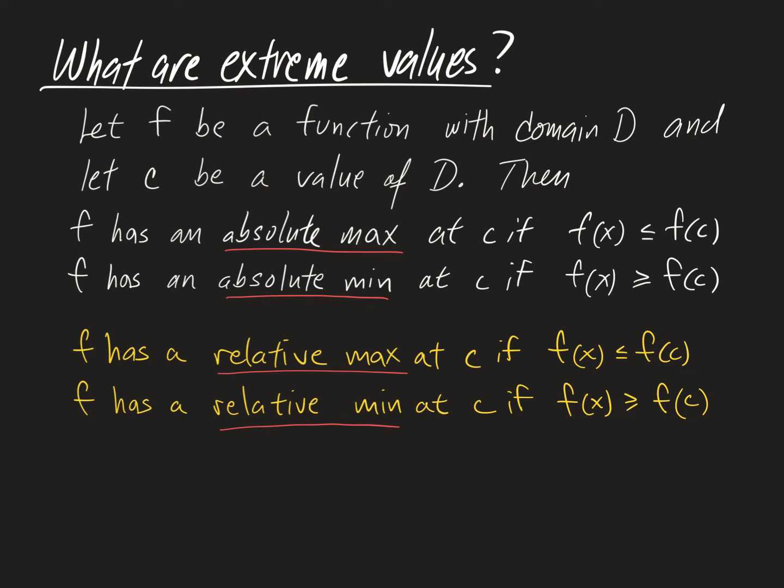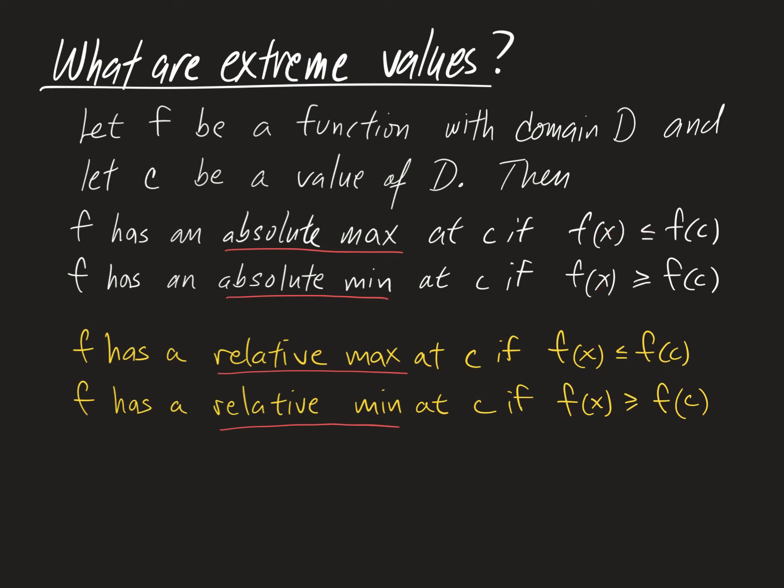And the same thing happens for an absolute minimum. All of the other y values are bigger than or equal to that y value when x is c. I think that makes sense. The smallest y value or the biggest y value for everything else in the domain.